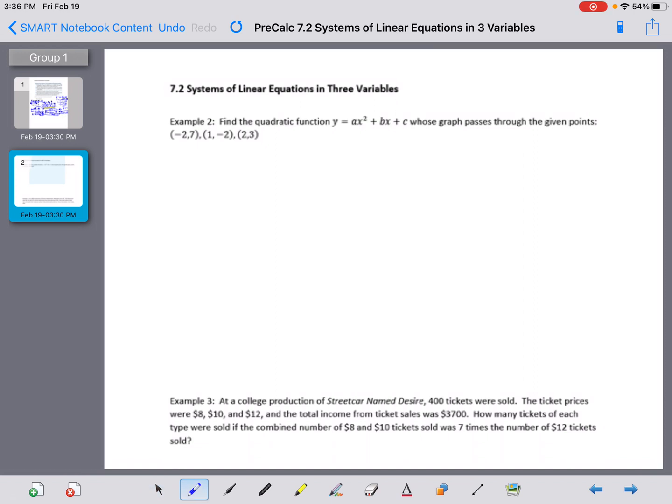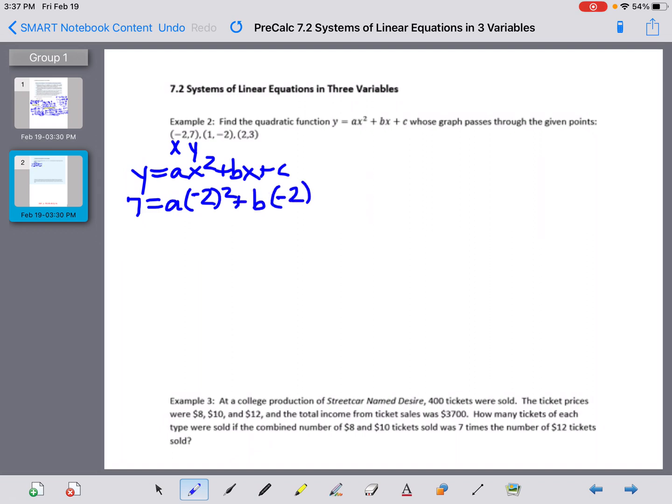Okay, so remember, this value here is an x and this is a y. So I take this form of y equals ax squared plus bx plus c, okay? And for every x in this equation, I'm going to plug in negative 2, and for every y, I'm going to plug in 7. So I get 7 equals a times negative 2 squared plus b times negative 2 plus c. Okay, when I do the math there, I'm going to get 7 equals 4a minus 2b plus c.